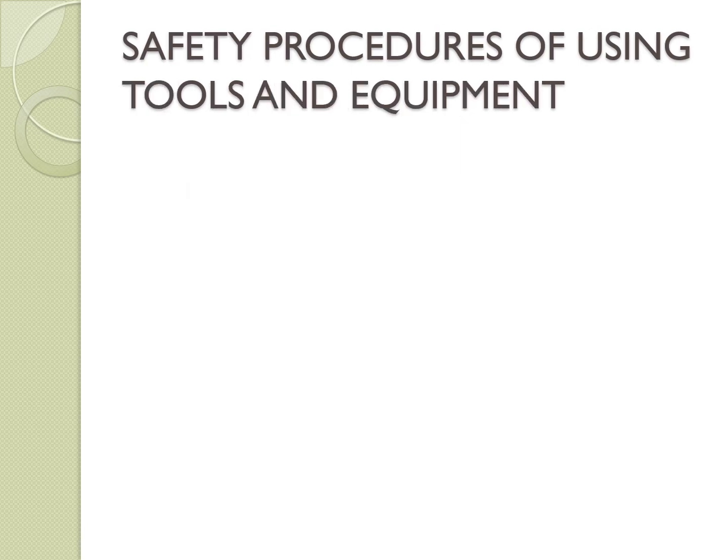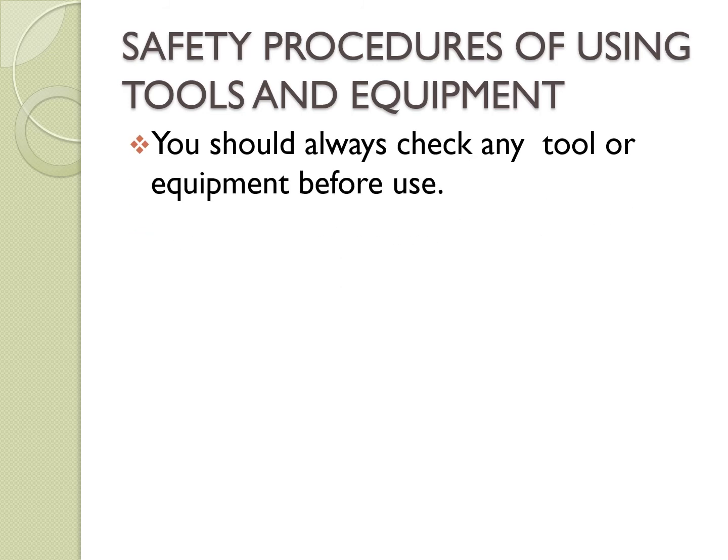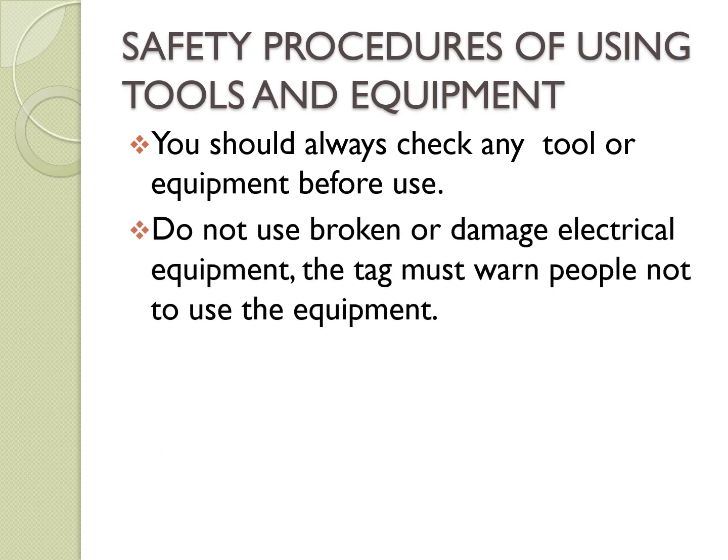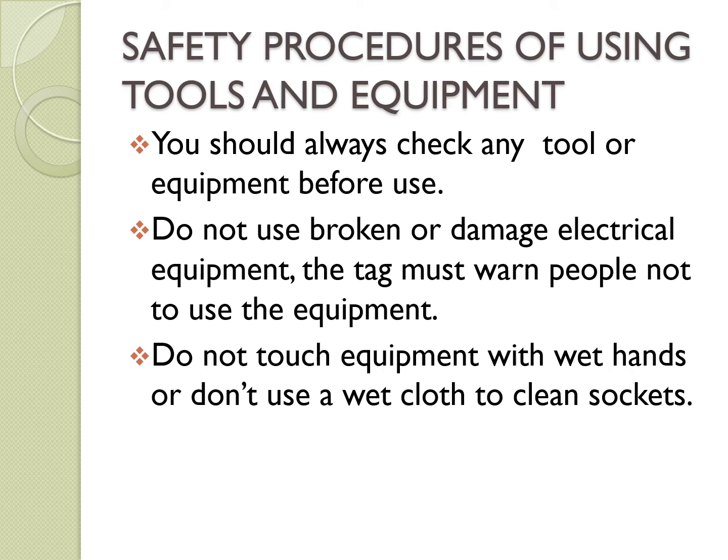Some safety procedures of using tools and equipments are: 1. You should always check any tool or equipment before use. Check whether they are complete, clean, and sterilized. Next, do not use broken or damaged electrical equipment. The tag must warn people not to use the equipment because it may lead to accident. Do not touch equipment with wet hands or use a wet cloth to clean sockets. Oh, it will lead to accident too.